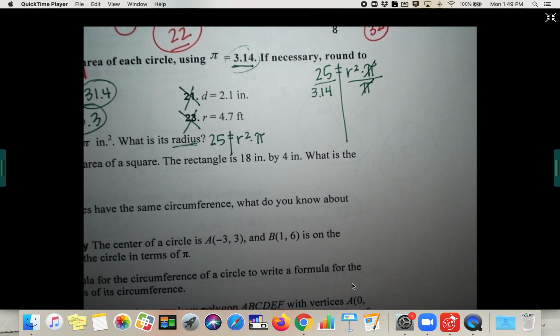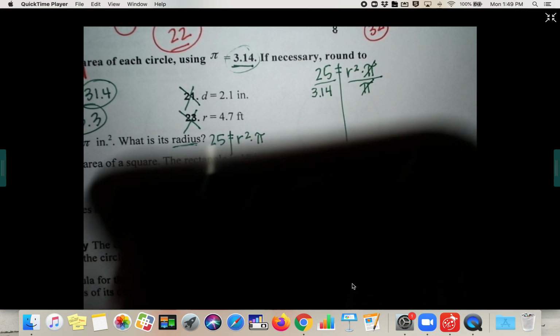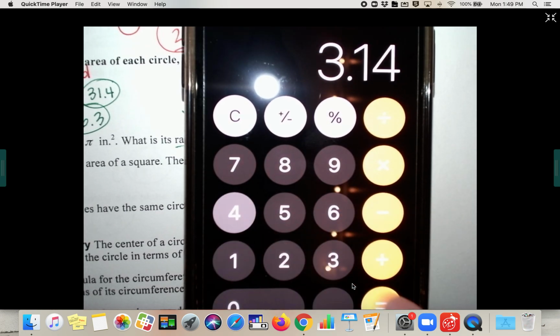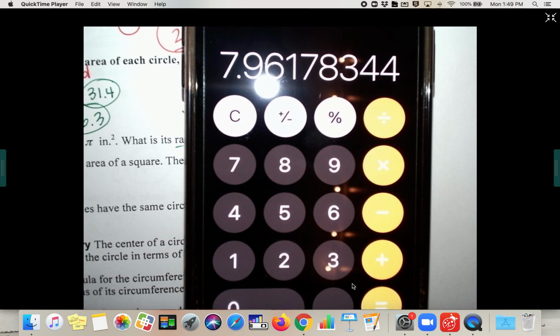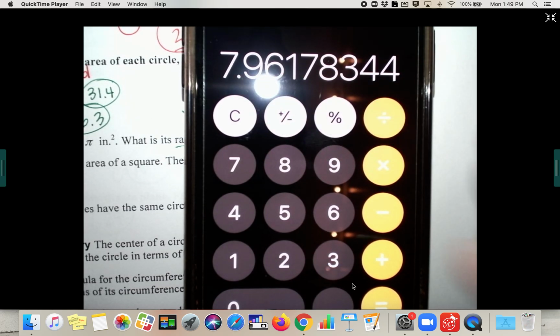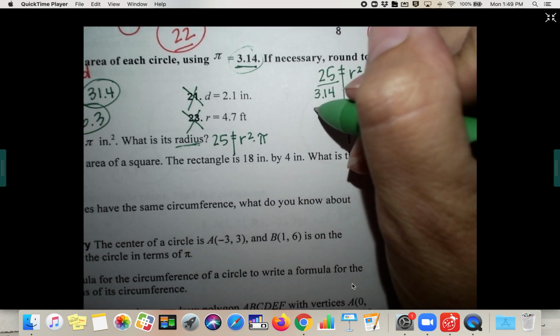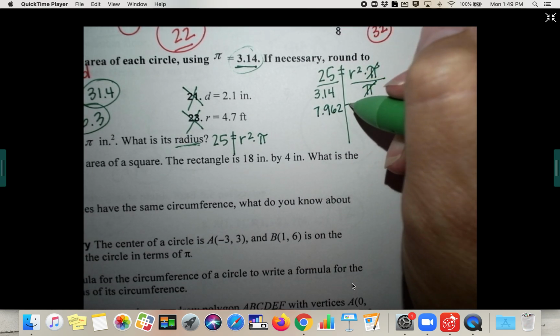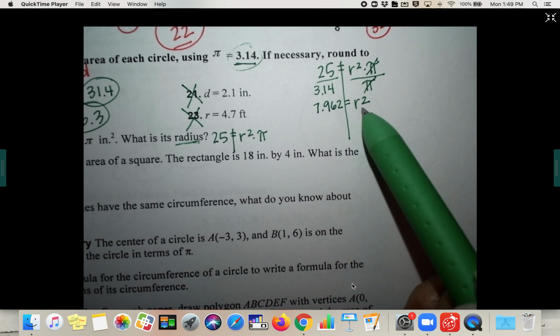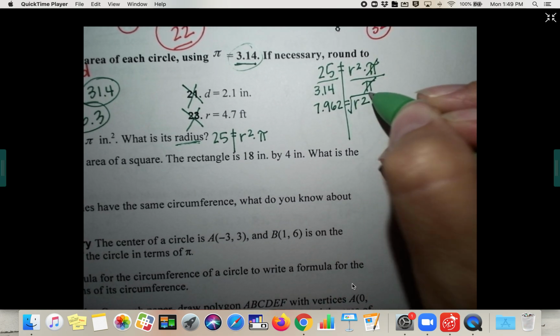Okay, so 25 divided by 3.14, 25 divided by 3.14 is about, and since we're going to be rounding it, I'm going to put 7.962 for now. 7.962. I know we're supposed to round it better, but I'm going to leave it a little bit longer for a second because now we have that, that's what radius squared is.